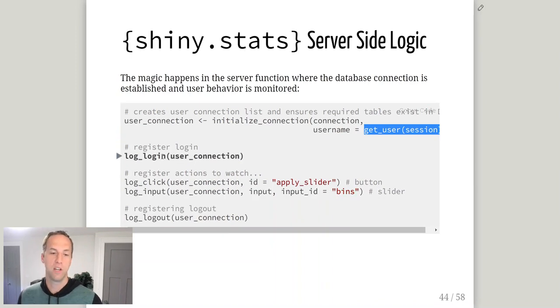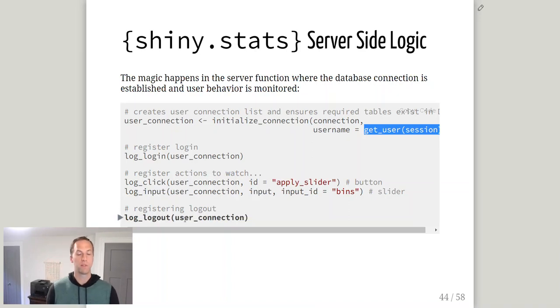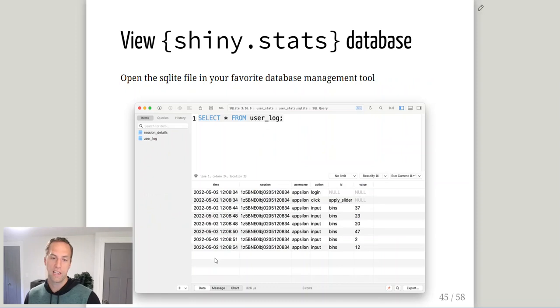So here you can register the login. Here you can register a click on a button called apply slider. Here you can register an input that's changing. This input is called bins. I believe it's just a slider that goes back and forth, and it's going to tell you what the values of that input are. And then at the end, you're going to want to for sure be able to log when a user logs out from their connection with the application. So that's basically the server-side logic, the functions that you can use in your app to start tracking things.